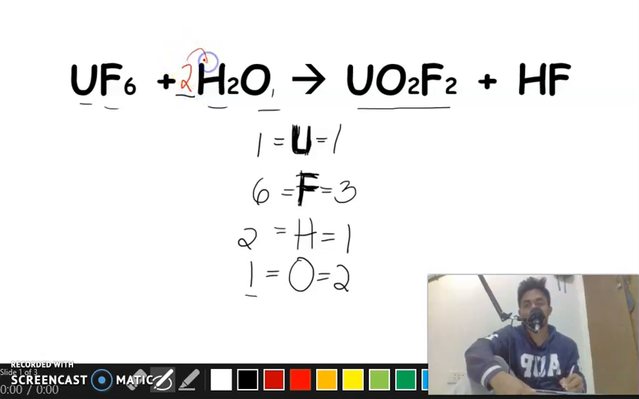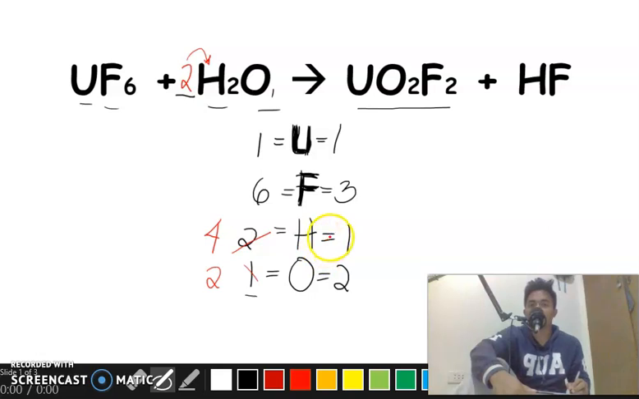So 2 times 2 of your hydrogen becomes 4. Your hydrogen becomes 4. 2 times 1, your oxygen becomes 2. So that's good. Your oxygen is equal already. However, there are other changes that are very visible. Now, your oxygen and your uranium are pretty balanced. However, your hydrogen and your fluorine are still not balanced at all.